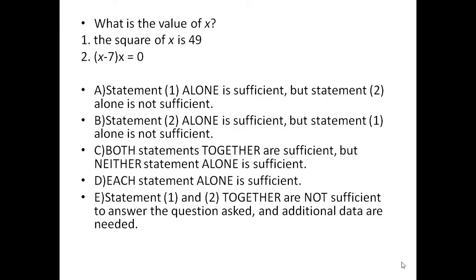Okay, the final question you're going to deal with is this one. What is the value of x? We need to know that one of the options gives us a constant value of x and doesn't give us a range of values of x. The first option says that the square of x is 49, and the second one says x minus 7 into x is equal to 0. This is pretty simple. Most of us would have done questions like this in school. So let's see how we're going to work with this question.